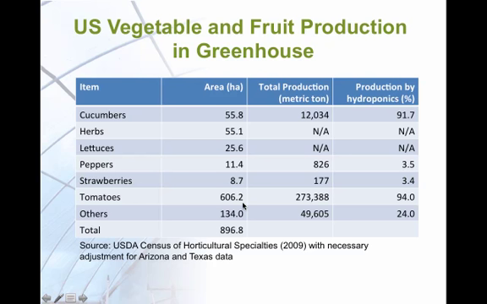And then another interesting aspect of US greenhouse vegetable production is that out of that 600 or so hectares of tomato, 94% of production is coming out of hydroponics or some sort of soilless culture systems. And the same thing is going on for cucumbers. 91%, 92% of cucumber production utilizes hydroponics or soilless culture.